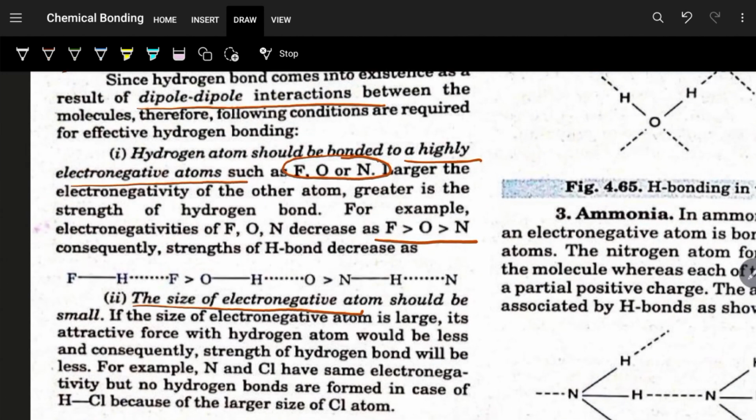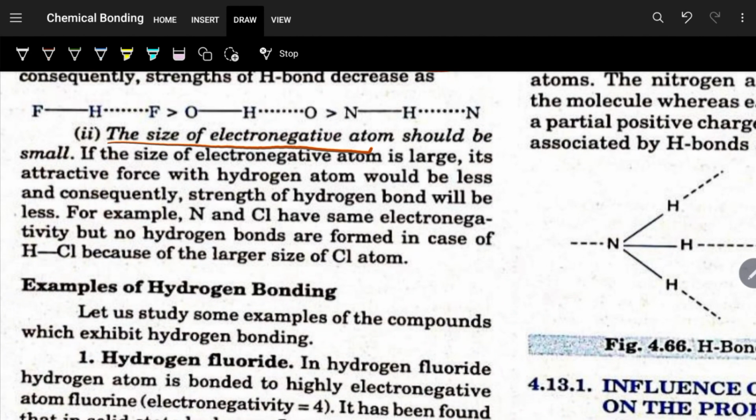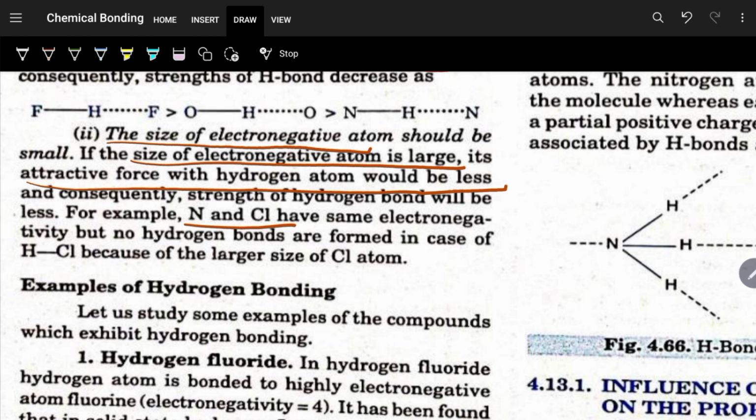So electronegativity is one such point. Size of the electronegative atom is the other point. If the size of the electronegative atom is large, then its attractive force with hydrogen will be less. So for that reason, nitrogen and chlorine have the same electronegativity, but no hydrogen bond exists between the molecules of HCl, whereas hydrogen bond exists between the molecules of NH3.